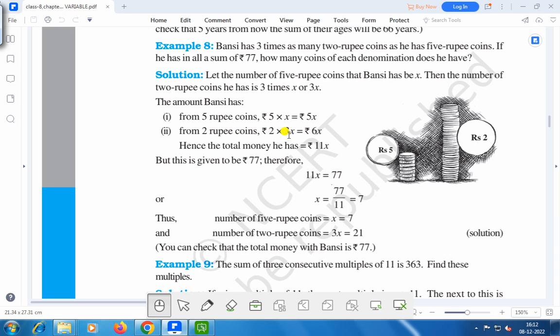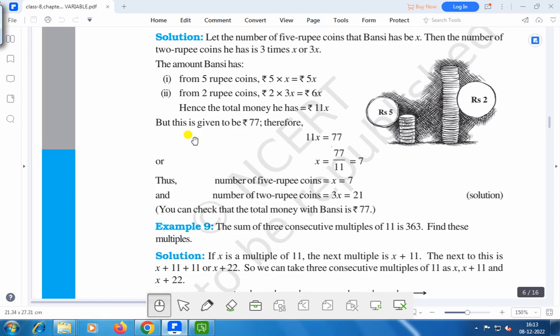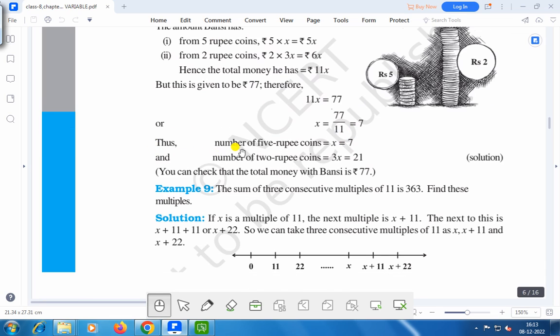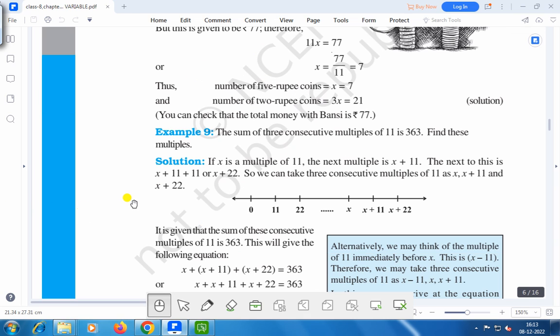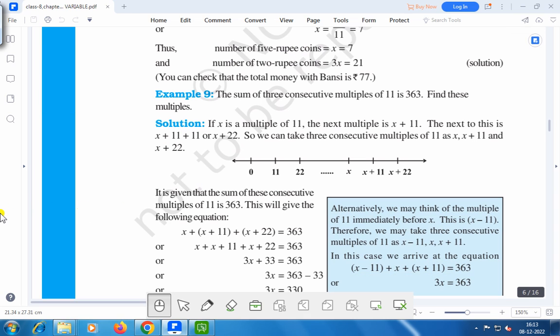From 2 rupee coins, 2 into 3x, that is 6x. His total money is 11x, but this is given as rupees 77. Therefore 11x is equal to 77 and the value of x is 7. That is, the number of 5 rupee coins is 7 and the number of 2 rupee coins is 3 into x, that is 21. You can check that the total money with Bansi is rupees 77.